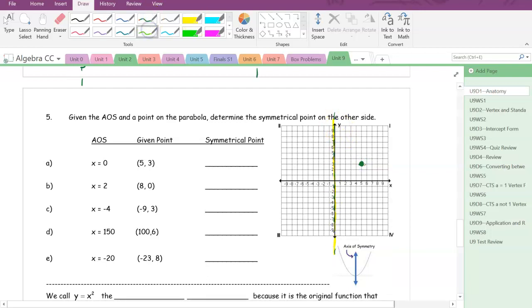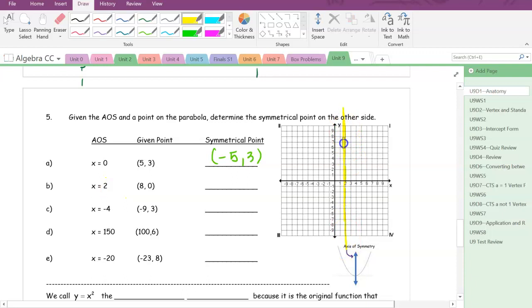Okay, so take a look. See how you are 5 units from the axis of symmetry? That means you're going to be 5 units from it on the other side, which is just going to be at -5, 3. Notice that the y coordinate is staying the same. It's just the x coordinate that's changing. All right, so let's try this again with a different axis of symmetry. Axis of symmetry at x equals 2.